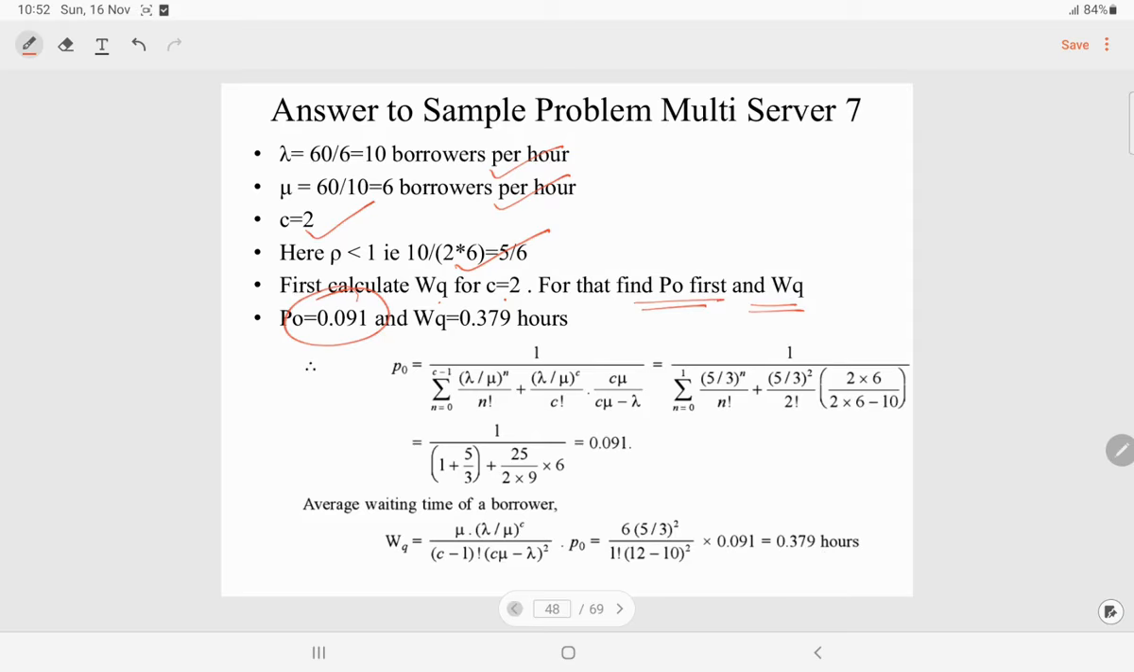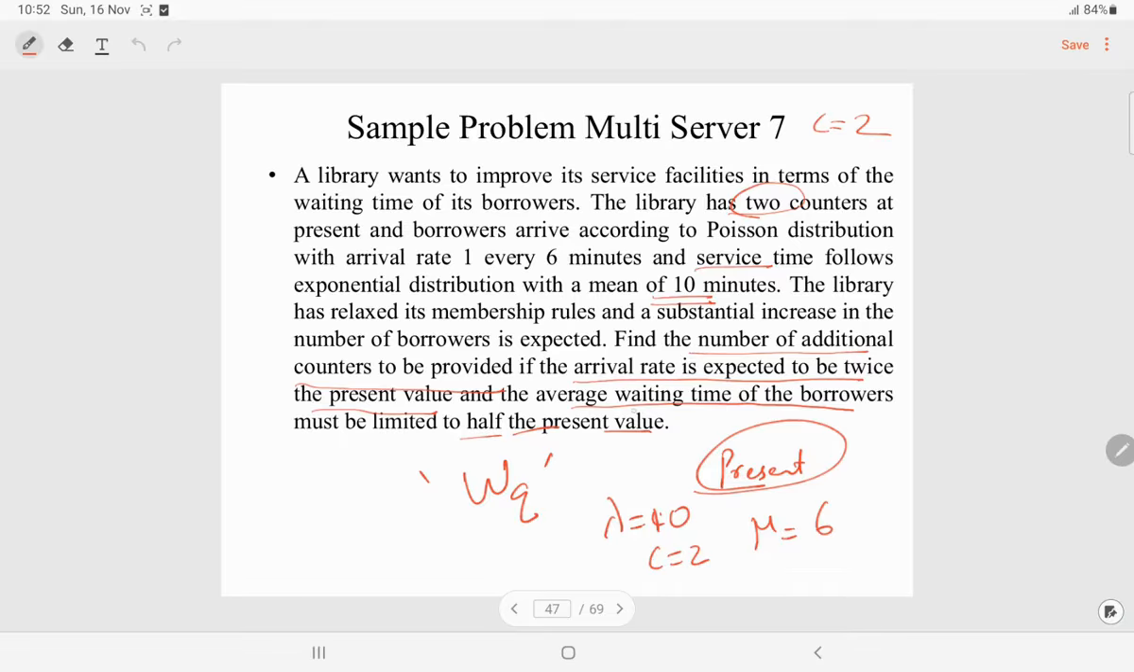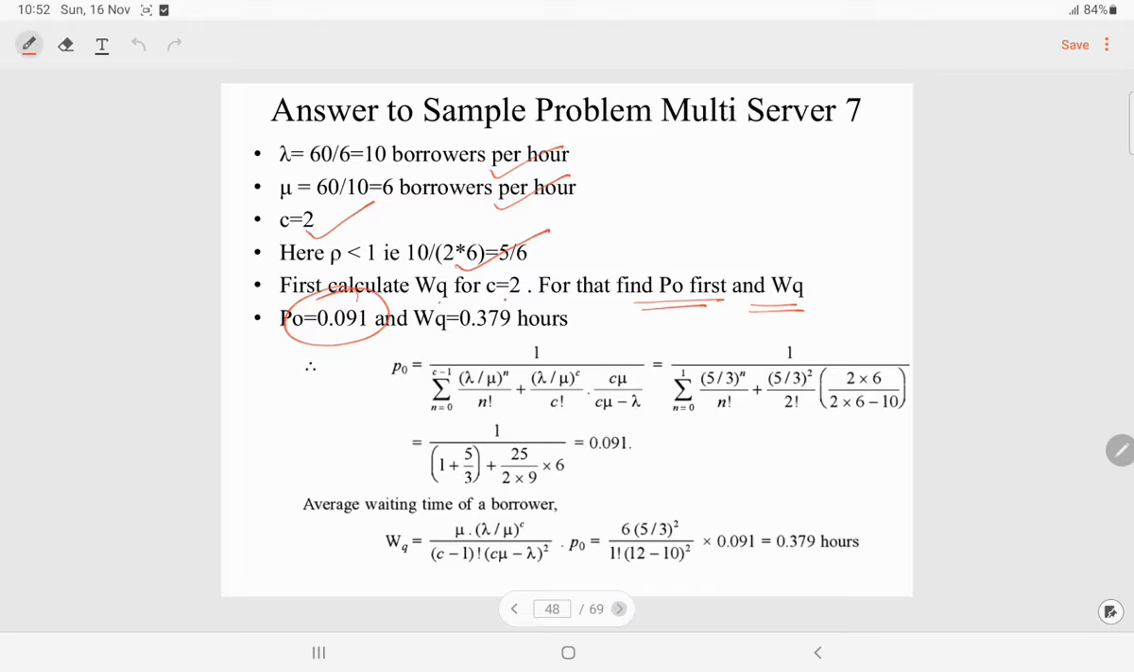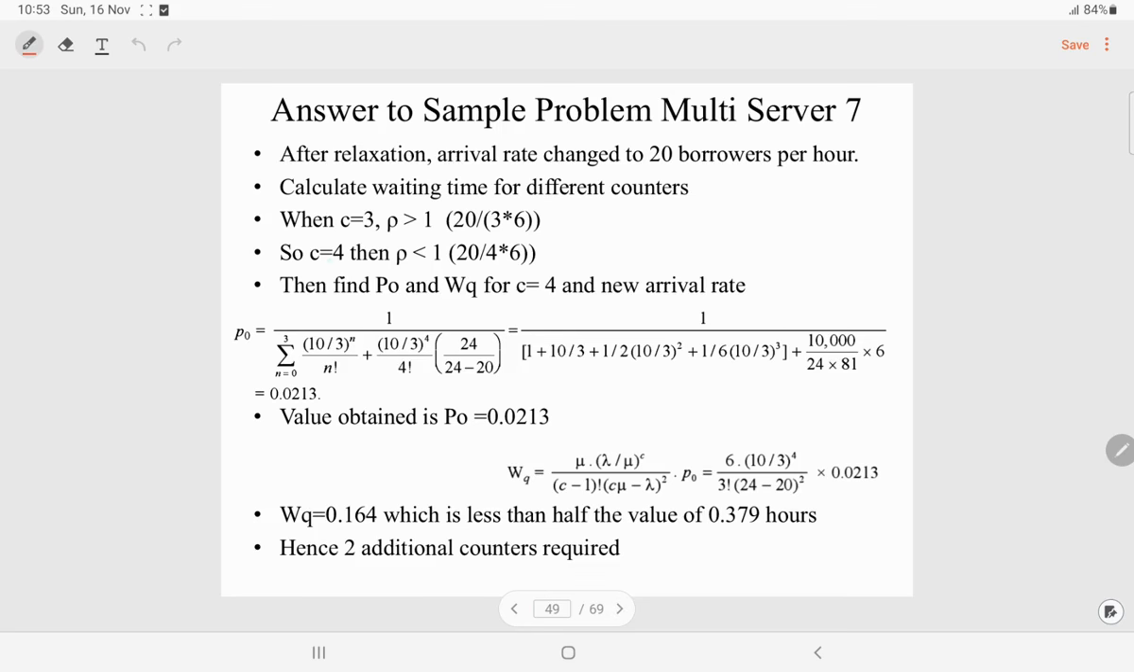So our requirement is that the average waiting time has to be limited to half the present value. So 0.379 divided by 2 has to be less than the new one. Now the WQ we find should be half this particular value. For that we substitute C equal to 3 first. When C is equal to 3, what happens?